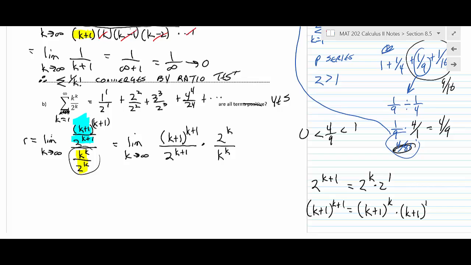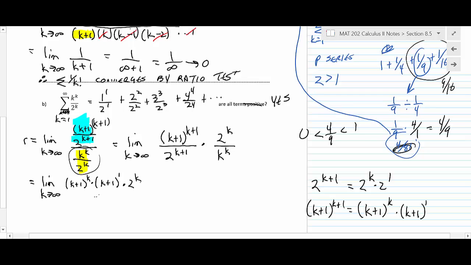I like to just write things out on this, so I'm going to go ahead and write this out. So we've got the limit as k goes to infinity. And then I'm going to write the k plus 1 to the k plus 1 as k plus 1 to the k times k plus 1 to the first times 2 to the k. So that's what you have in the numerator. Then the denominator, write the 2 as 2 to the k times 2 to the first, and then times k to the k like that.